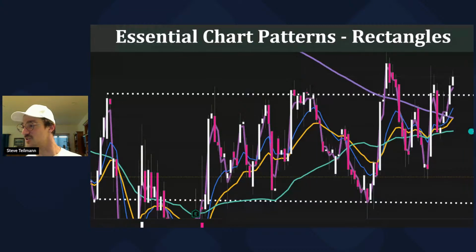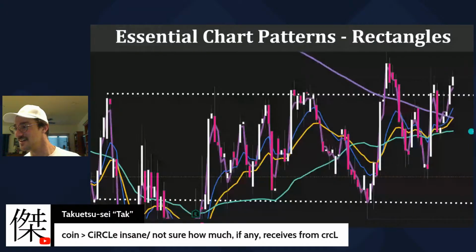And now really quick, I do want to mention, just because you're talking about it, Tuck says Coin over Circle is insane, not sure how much, if any, received from CRCL. So essentially, just because I am in this trade, I have a little bit of insight here. Coin has, okay, one of them is massively mispriced. Circle has run way too much probably, but it's an IPO. It's just moving mechanically and getting squeezed.